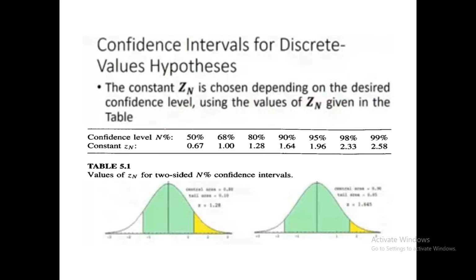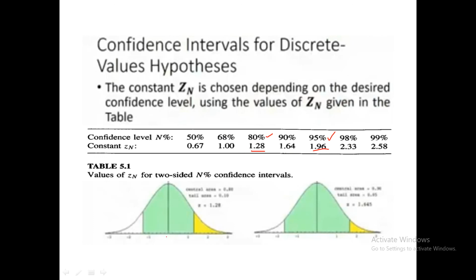So now if you look here, this is your confidence. This is the table. This is the value of the Z score for a two-sided n% confidence interval. Now you can see in this particular table, when you are talking about 95% confidence, the constant value you have taken is 1.96. If you are talking about 80%, it becomes 1.28. Based on which confidence interval, you are going to have this value.